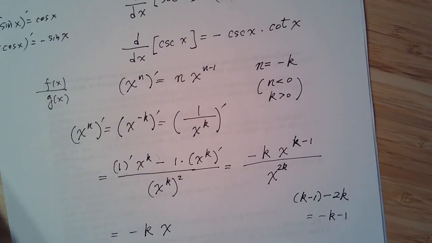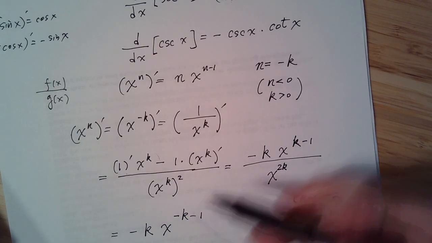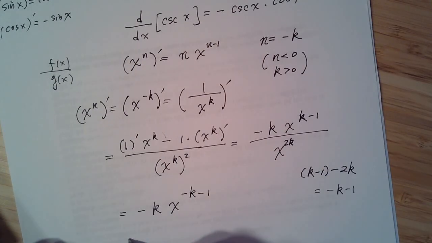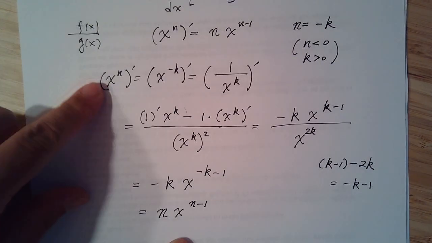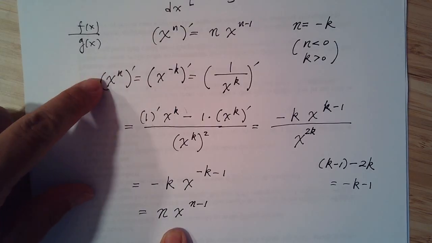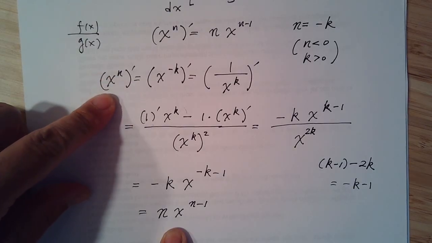You agree? Yeah, so it's going to be minus k minus 1. Okay, now can we read it back to n? Because we get a negative k should be n. So here is n x to the n minus 1. Okay, now look at this. Look at the beginning and the end. This one to here, you can use the power rule directly. You just bring the n to the front, and then the power reduces by 1.